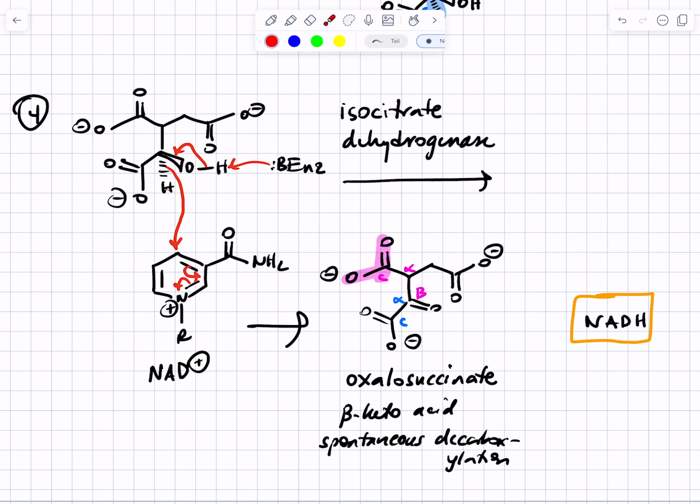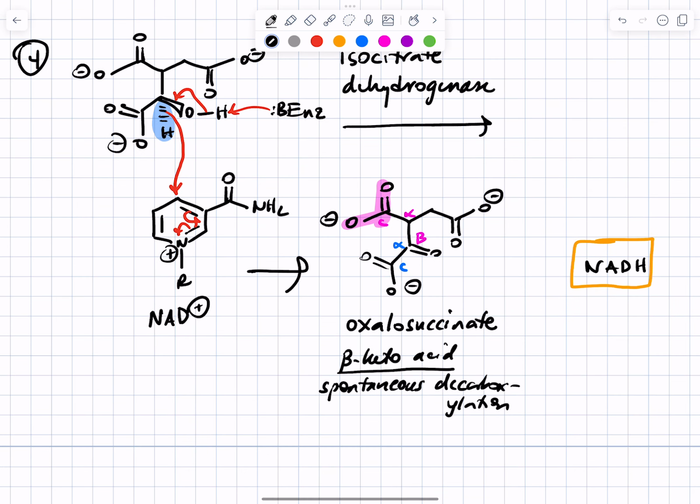It's isocitrate dehydrogenase. The base removes the proton, electrons kick down, hydride gets delivered to NAD+ in the usual way, and that gives us oxalosuccinate, which is a beta keto acid and can undergo spontaneous decarboxylation. By the way, this isocitrate dehydrogenase has taken NAD+ and generated a molecule of NADH, and so that's one of the energy-rich profit molecules on our ledger as we go through this process.